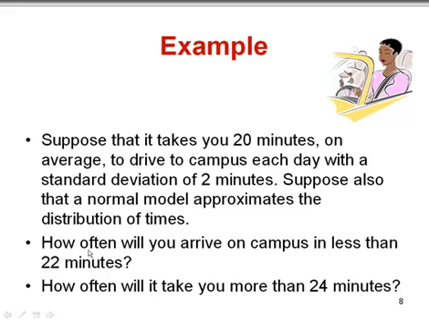So, for our first example, imagine that it takes us, on average, 20 minutes to commute to campus every day with a standard deviation of 2 minutes. Suppose also that your commuting time is normally distributed. That is, it has a nice symmetrical shape and follows the empirical rule. How can we use this information to answer 2 very specific questions? First, how often or what percent of the time will you arrive on campus in less than 22 minutes? And secondly, what percentage of the time will it take you more than 24 minutes?